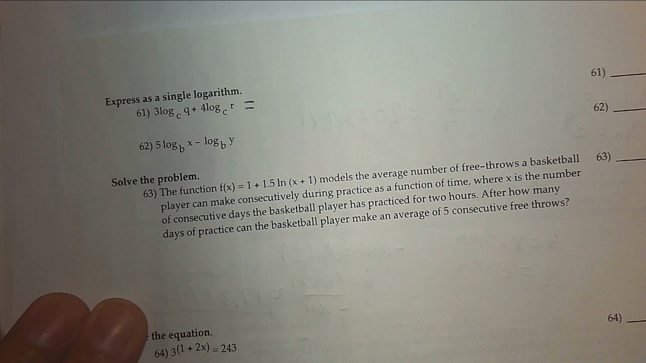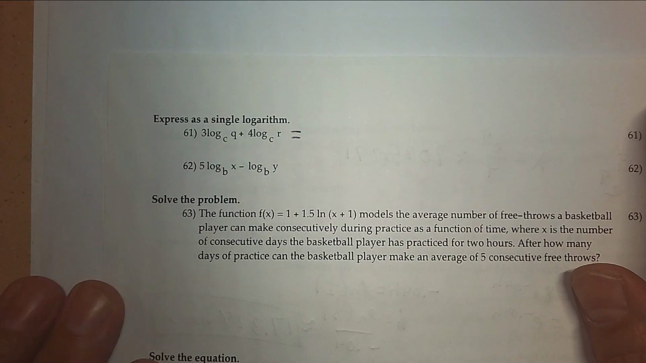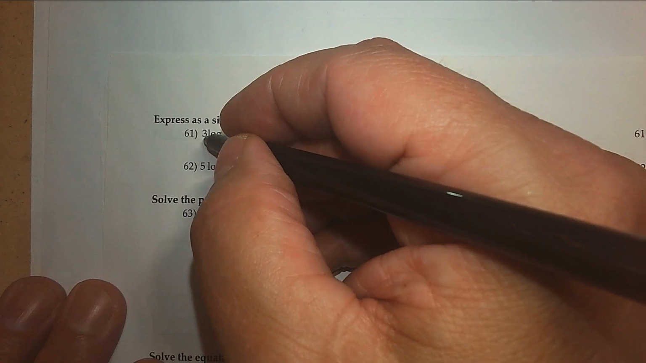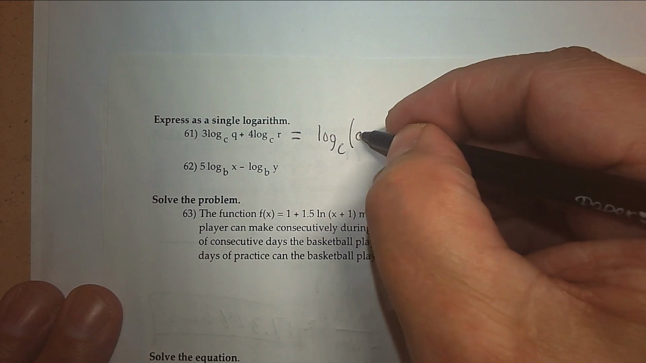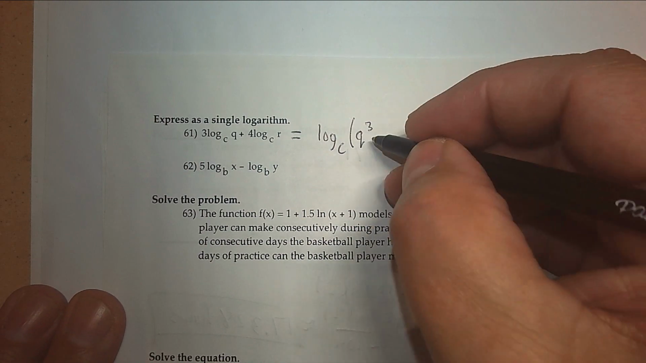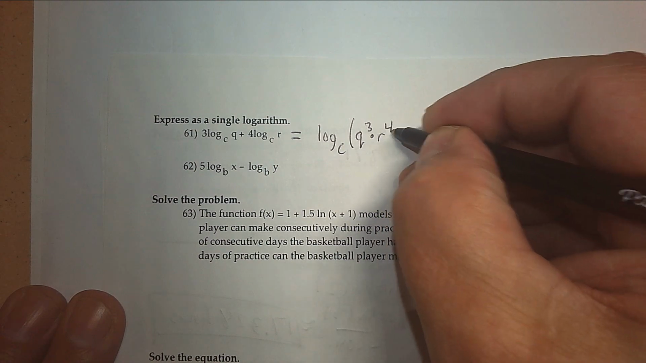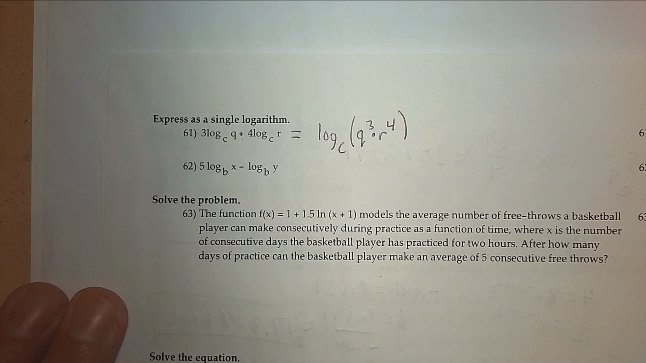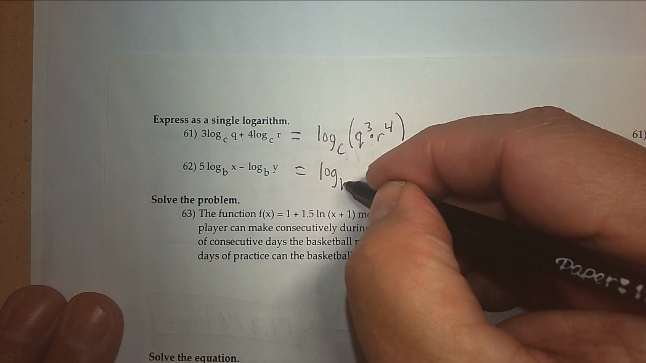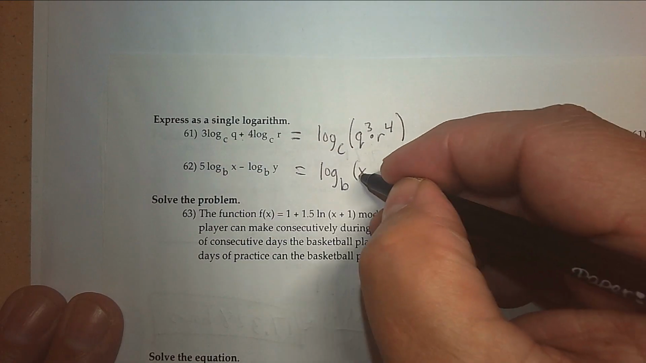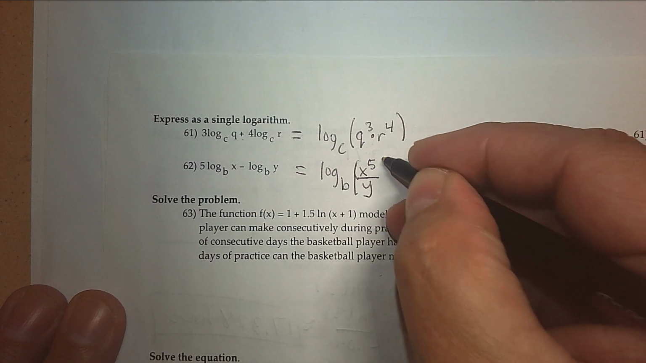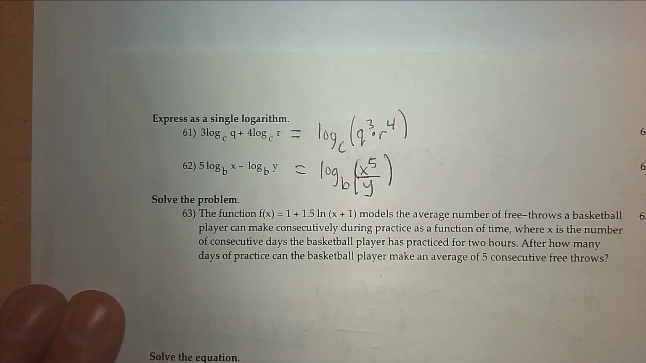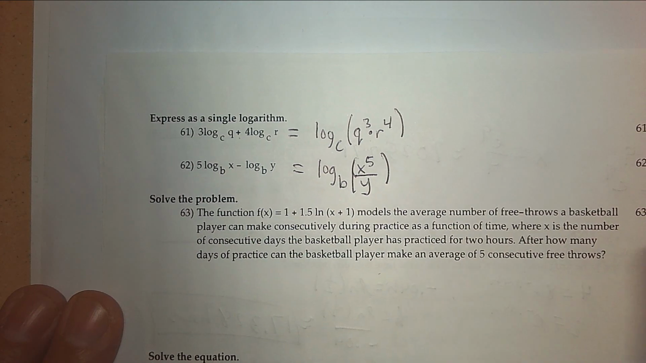Can I write that as a single logarithm going the other direction? The number in front becomes the exponent. So Q has an exponent of 3. R has an exponent of 4. And when you add, it means you're multiplying them together. 62. Again, I want to write it as one logarithm. So the 5 is the exponent on x. And subtracting means dividing. Notice the exponent on y here would just be a 1, so we don't need to write it down.